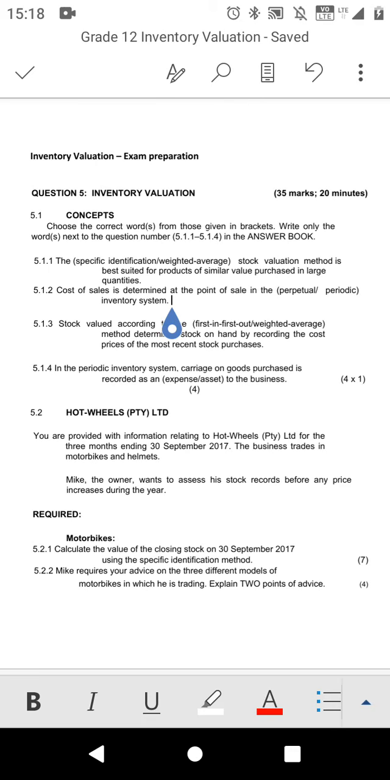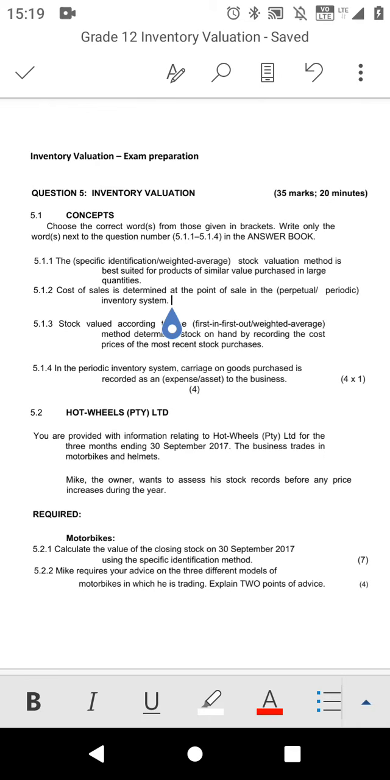Alright, let's talk about three types of method of valuation. We have FIFO, which is first in, first out. The method assumes that the stock that we purchase first is going to be sold first. Simple as that. If we are talking about the weighted average method, they don't actually calculate the actual cost of the inventory, but the method estimates the average of the inventory.